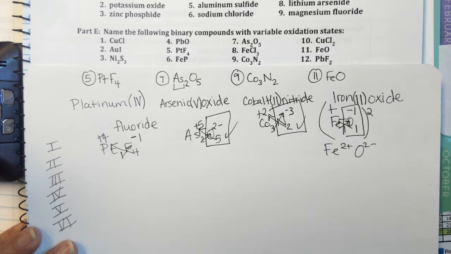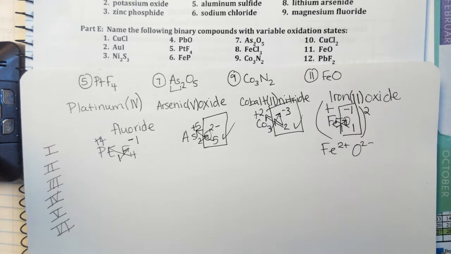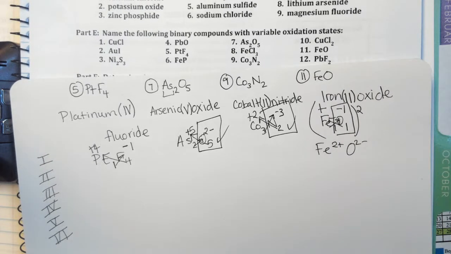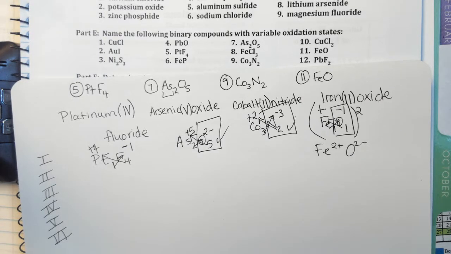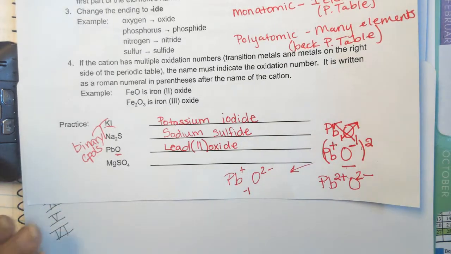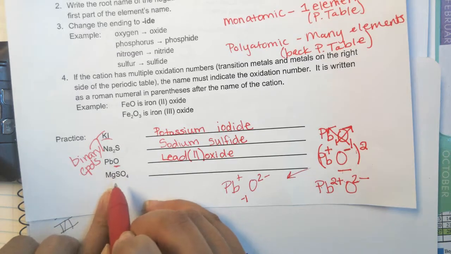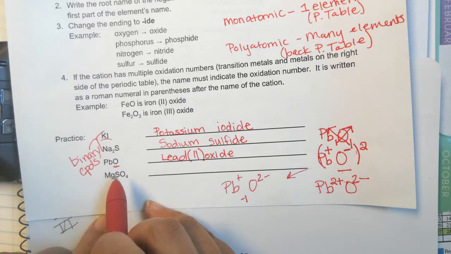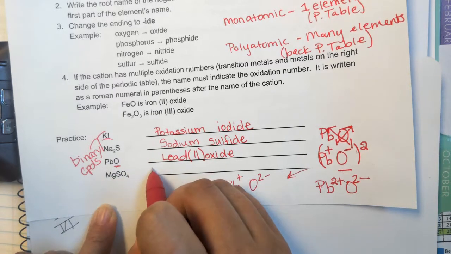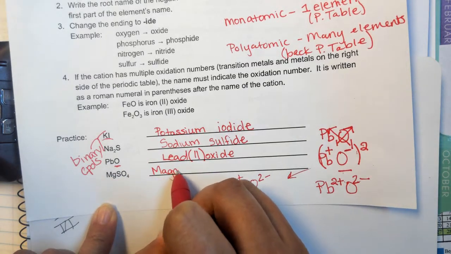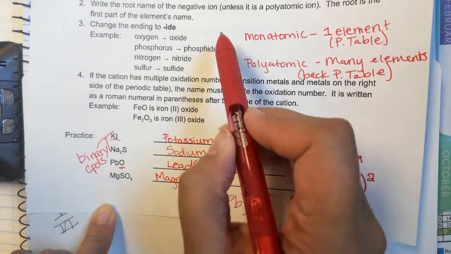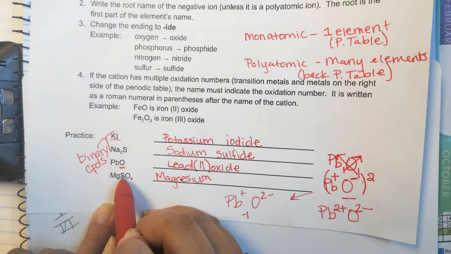Alright, so we are going to go over the last type of ionic nomenclature, or ionic naming. Go ahead and look at the last problem on your cheat sheet. Alright, so I am still following the same steps for this. I write the cation. What's my cation? Magnesium. And then for step 2, it says write the root name of the negative ion unless it's polyatomic. Is my anion polyatomic?